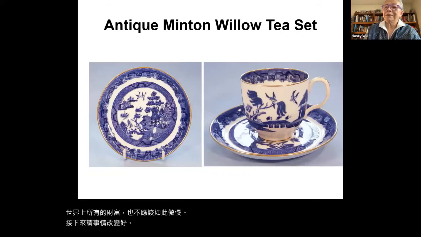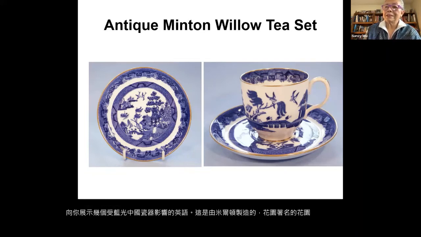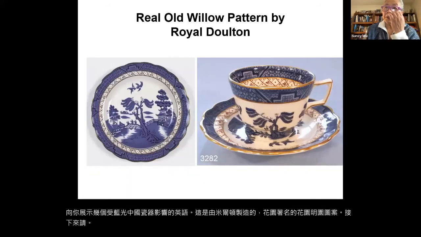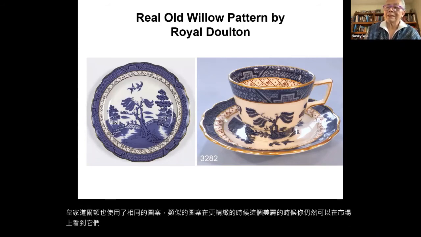I'll show you a couple of English ware influenced by the blue and white Chinese porcelain. This is manufactured by Minton, the famous garden, Ming garden pattern. Next, please. Royal Doulton also used a similar pattern, more elaborate. It's just beautiful. And you can still see them on the market these days. Okay, next, please.